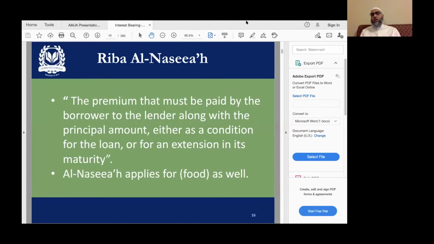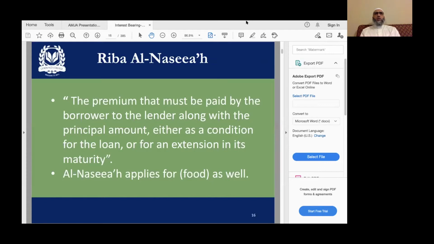It is a loan. I give you $10,000, you pay it back, 10,000 plus. That plus, whether 1,000 or $1, doesn't make any difference when it comes to haram and halal. That plus, on top of the 10,000, is the interest that Allah subhanahu wa ta'ala prohibited. So the premium that must be paid by the borrower to the lender, along with the principal amount plus premium, either, number one, as a condition for the loan.